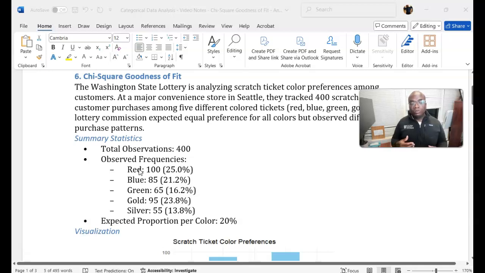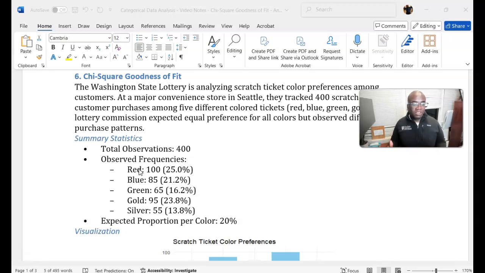And so we know that from sample to sample, it's not going to be exactly 80, 80, 80, 80 for all 5 different colors. We should see some variability, but how much variability is too much for us to say that we actually saw what we expected? Okay, so that's really important for us to test out. And so that's the chi-square goodness of fit test. And notice that it's just one variable, which is the color preference of the customer.